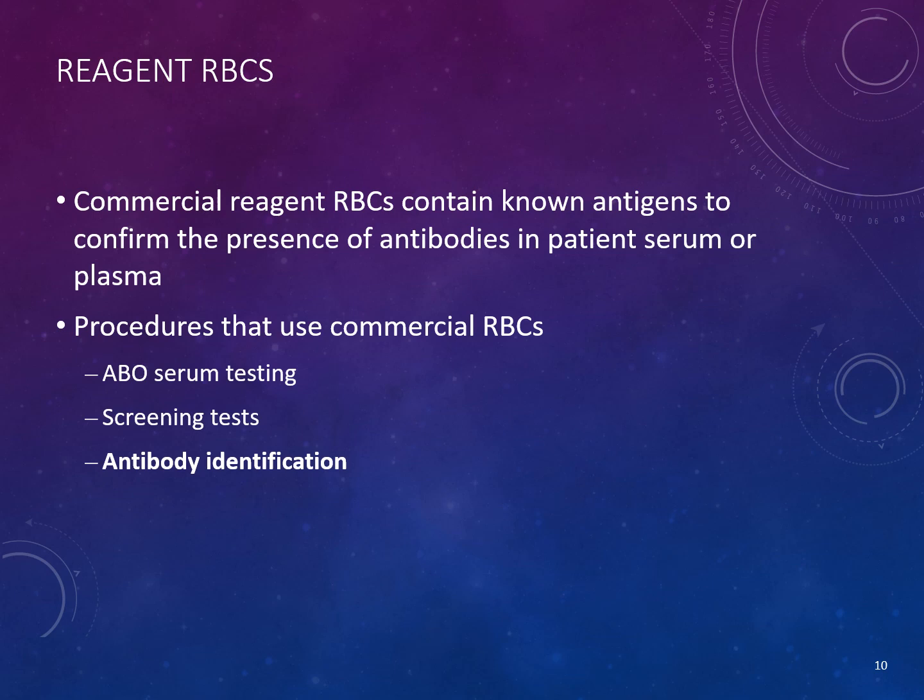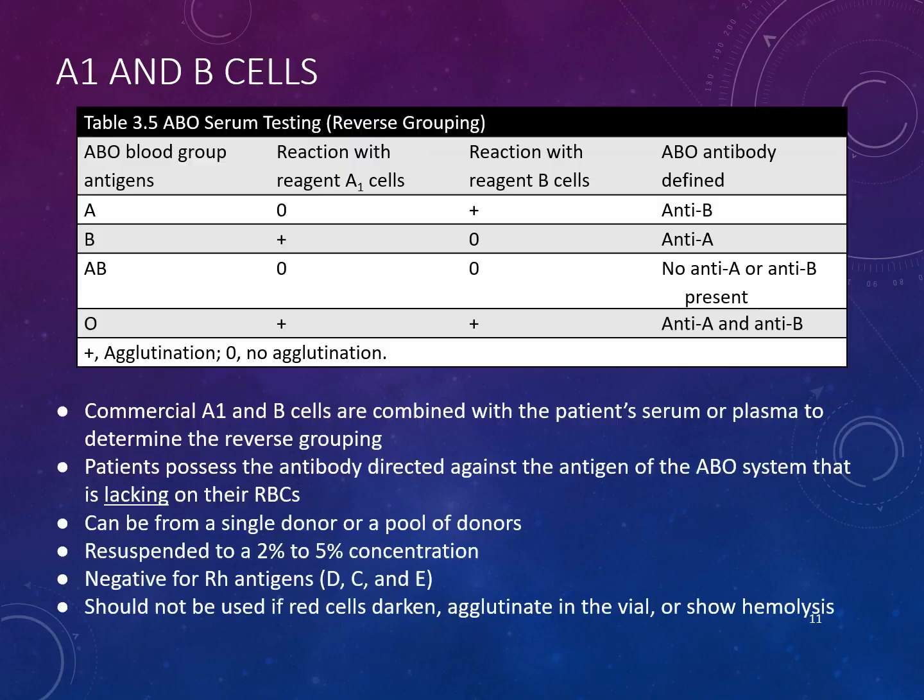And so we use these when we're testing for a patient's ABO blood type, as well as when we're looking for any sort of antibodies that could be present. So we would do an antibody screen, and if that is positive, then we would move on to do the antibody identification. So first we're going to discuss the A1 and B cells.